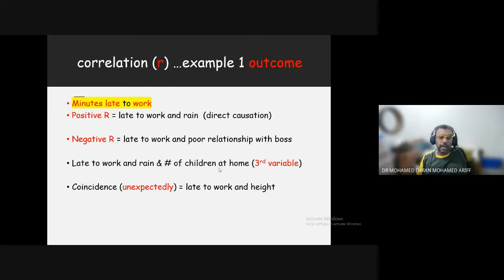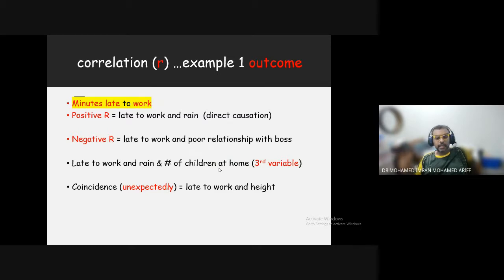Late to work and rain and the number of children at home. Okay. Dah lah hujan, late to work, anak ramai, memang sah lah. Okay. So this is the third variable yang Anas cakap tadi. There's something else yang kita tak kaji. Dah lah hari ni hujan, sah saya pergi kerja lambat, anak saya ramai, baru nak siapkan pergi sekolah, bla bla bla. So that is something you don't know. Okay. That is the third.